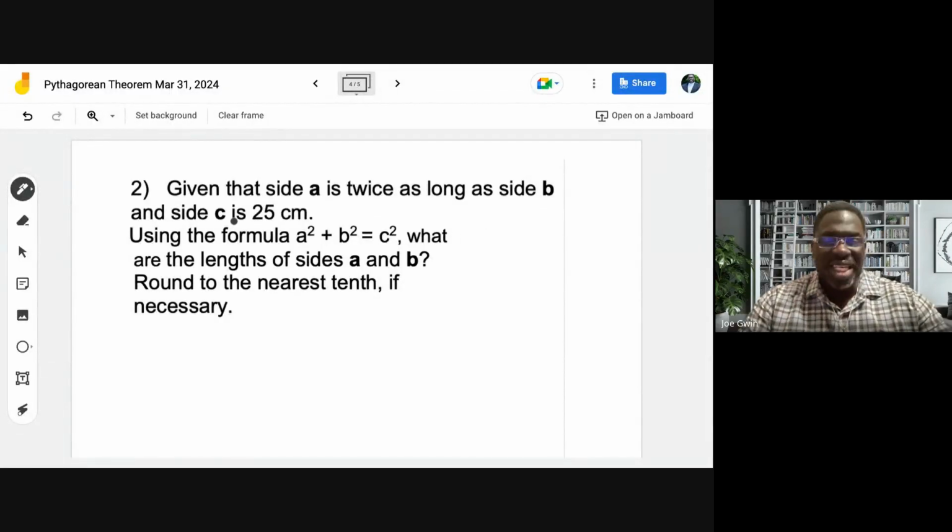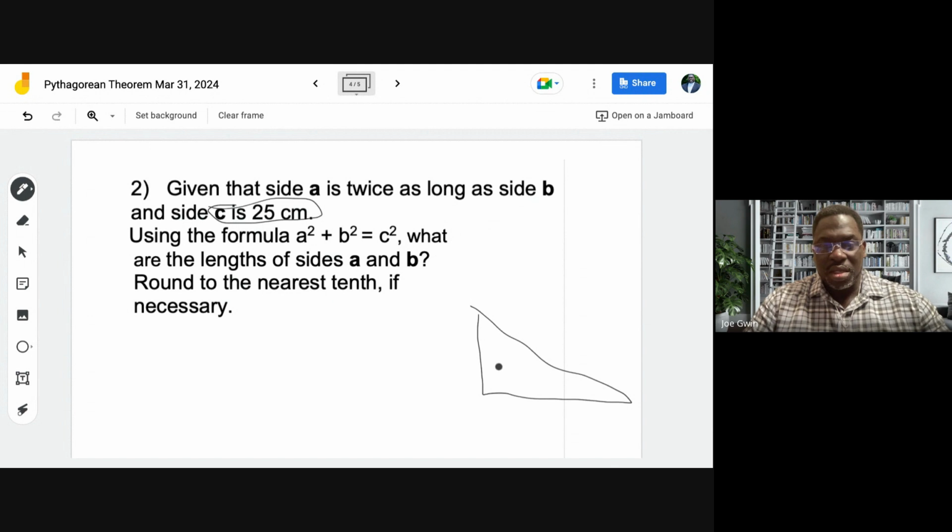So this problem here: given that side A is twice as long as side B and side C is 25. The only one we know right now is side C. We know side C is 25, so that's our hypotenuse. If we were to draw this, then we have the C side is 25. And this side we'll call B.